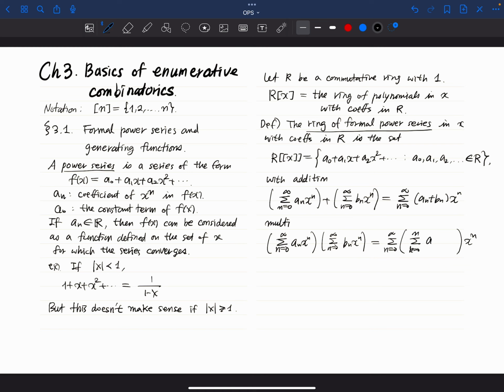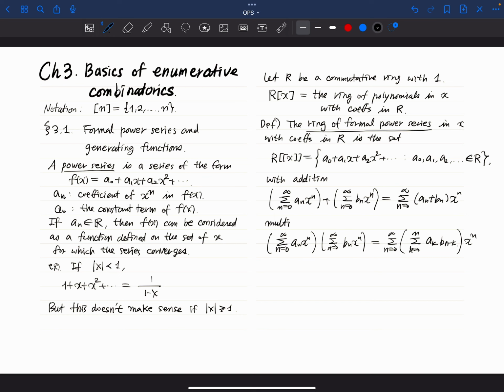The coefficient of x to the n is the sum over k from 0 to n of a_k b_{n-k}. So in other words, if you want to multiply two polynomials, what do you do? You select one term here and one term there, multiply them, and that's going to be one term in the product. So it's exactly the same thing. The only difference is we have infinitely many terms, but this is still well defined. For each x to the n, we get only finitely many terms added. So this is the definition of the ring of formal power series.